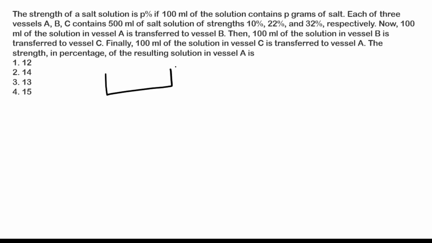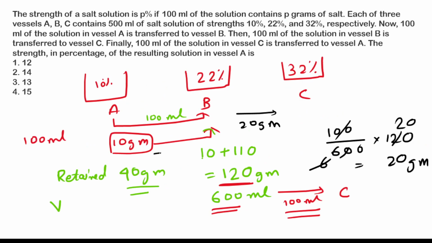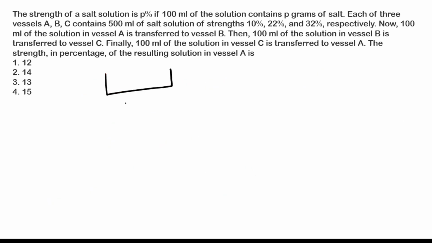First of all, what was the initial amount of salt in A that is remaining? If you remember, this was 50 gram, and 10 gram was taken out first, so the retained is 40 gram. In A, the amount of salt retained is 40 gram, and another 30 gram is added. So the total amount of salt is 70 gram.